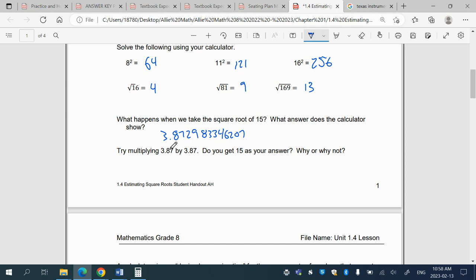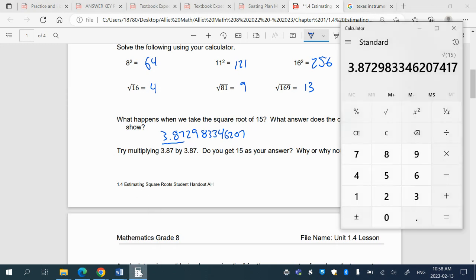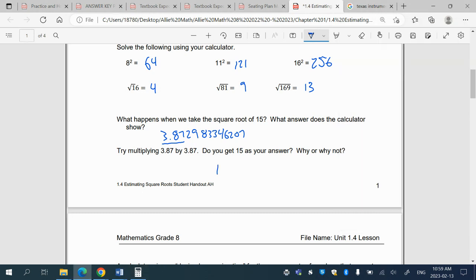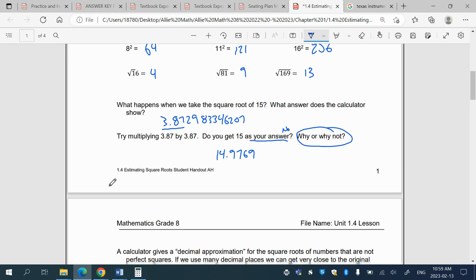Now let's try multiplying 3.87 by 3.87. So just this part, these first three digits of the number. Do you get 15 as your answer? Why or why not? So let's test it out. Let's do 3.87 times 3.87, and we get 14.9769. So do you get 15 as your answer? No. Why or why not? What do you folks think?